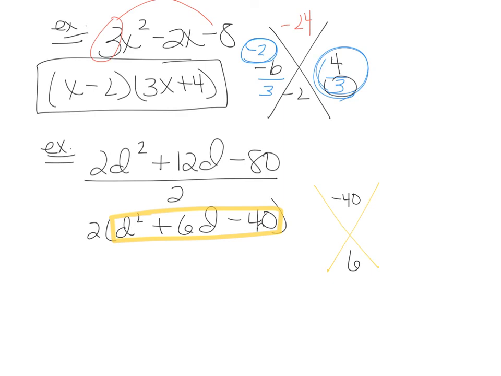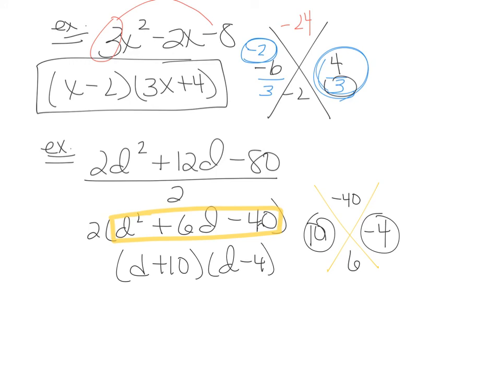Factors of negative 40 that make 6. 10 and negative 4. Do I have to divide these numbers? Nope, because I'm not sliding and dividing. So d plus 10 and d minus 4. If I circle this, I lose a point because I don't want to forget my GCF in my answer.